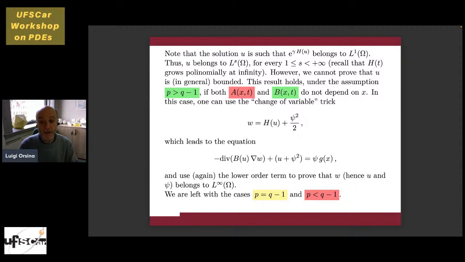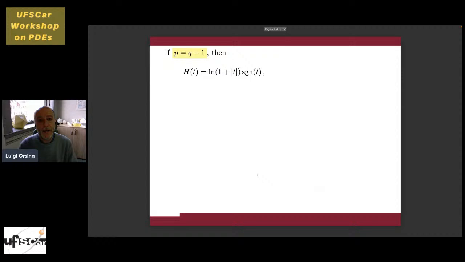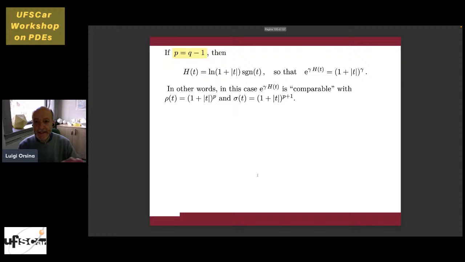Okay, if p is equal, then h is a log, of course. So that e to the gamma h is a power, again. So we have e to the gamma h, which is a power, e to the rho of u, which is a power, sigma of u, which is a power. So the behavior now is comparable. Before it was an exponential of a polynomial, which was larger than any polynomial. And now you have polynomial, polynomial, or polynomial.